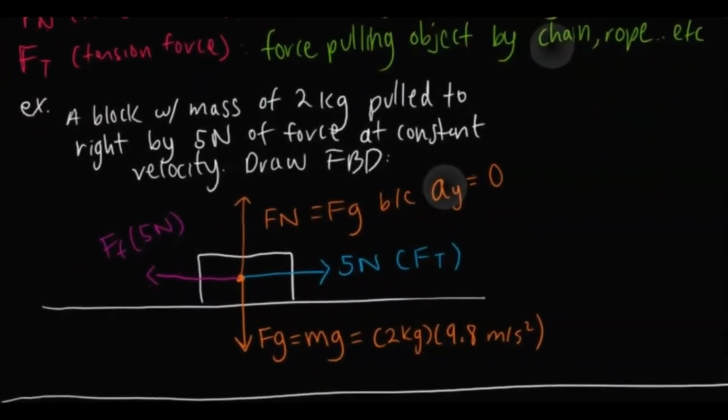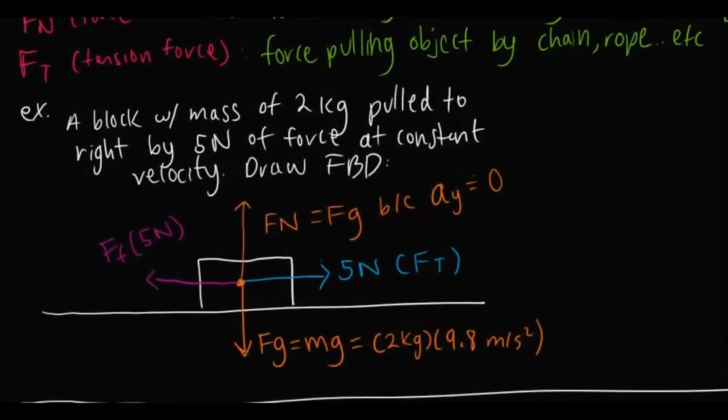So here's an example, very simple. A block with a mass of 2 kilograms is pulled to the right by 5 newtons of force at a constant velocity. Then you want to draw the free body diagram. To draw it, you just draw arrows from the center of mass. It's given that it's pulled to the right by 5 newtons, so that's what we did. And because it's moving at a constant velocity, the force of friction has to oppose it in the x direction at 5 newtons as well.